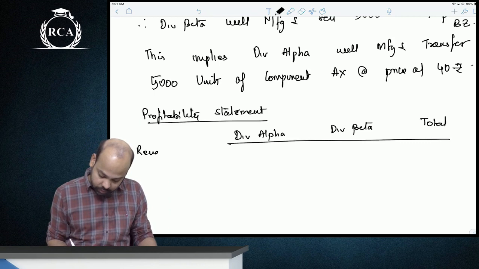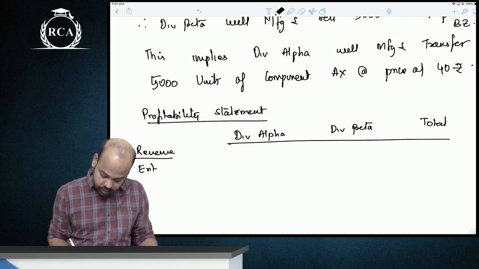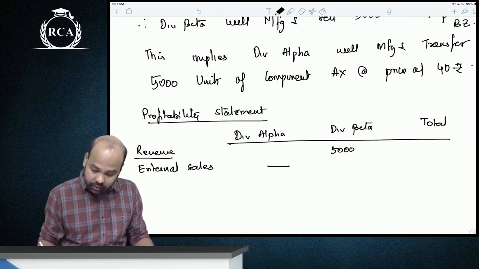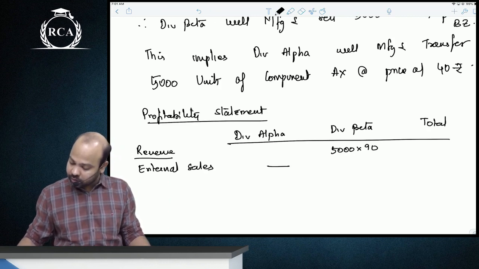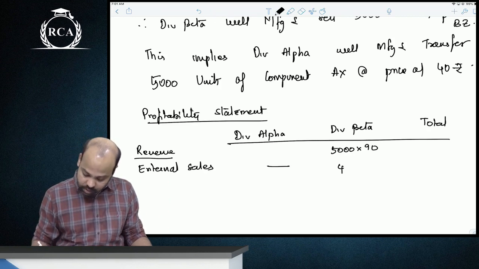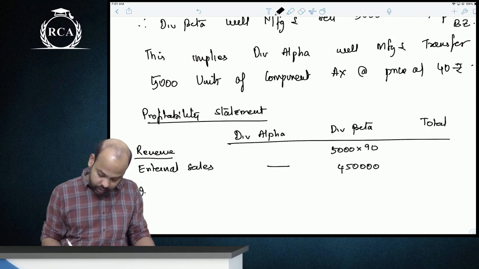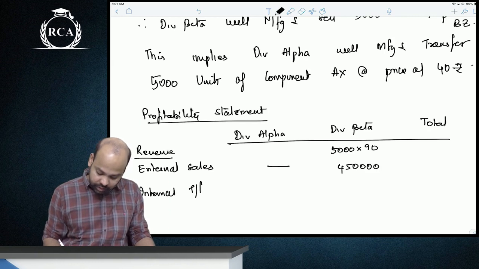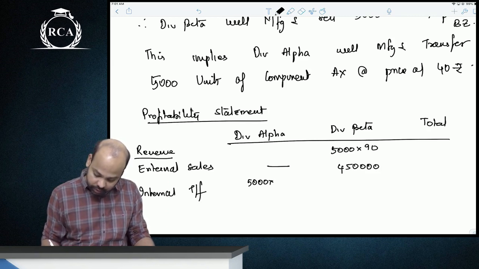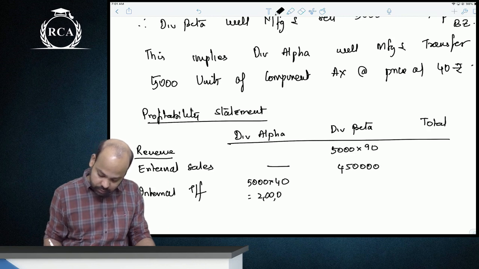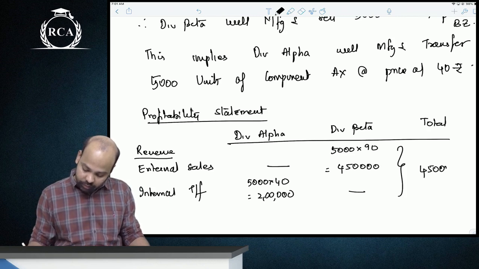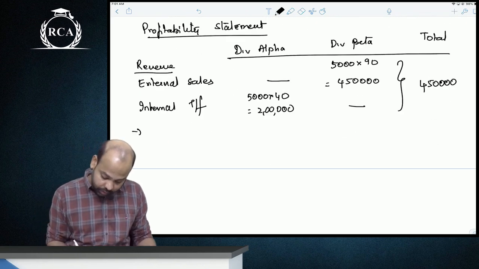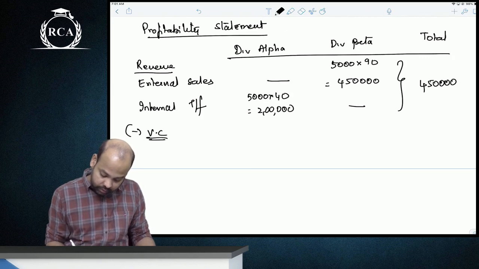I'll write revenue. External sales as such, guys, is only for division beta, that is 5,000 units at a price of 90 rupees. 5,000 units at a price of 90 was 4,50,000. Internal transfers, for division alpha, 5,000 units at 40 rupees, that is 2 lakhs. Your overall external revenue as such would only be 4,50,000 from the viewpoint of the company.